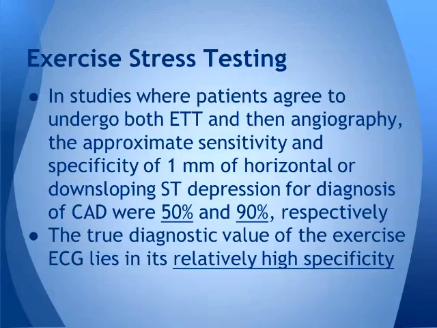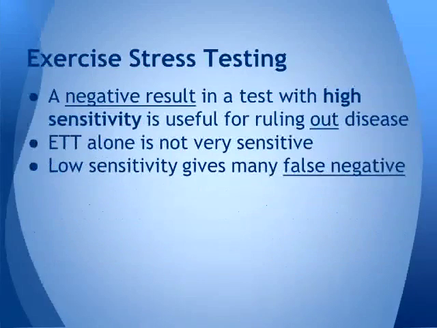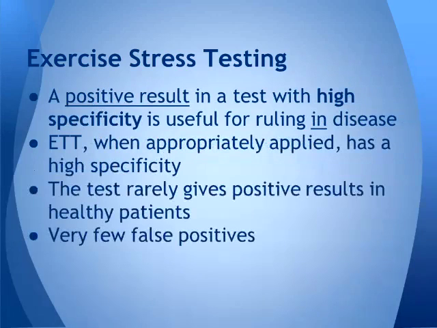So the true diagnostic value of exercise EKG lies in its high specificity. A negative test result in a test with high sensitivity is useful for ruling out a disease, but an exercise treadmill alone is not very sensitive. So low sensitivity gives a lot of false negatives. But a positive test result in a test with high specificity is useful for ruling in disease. So when this is appropriately applied, i.e. an intermediate pretest probability patient, exercise treadmill testing has very high specificity. The test rarely gives false positives in healthy patients.